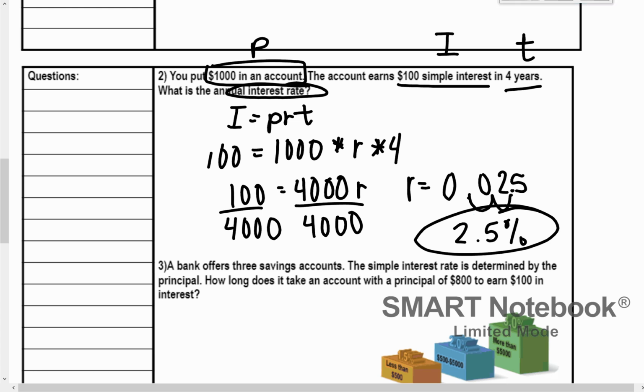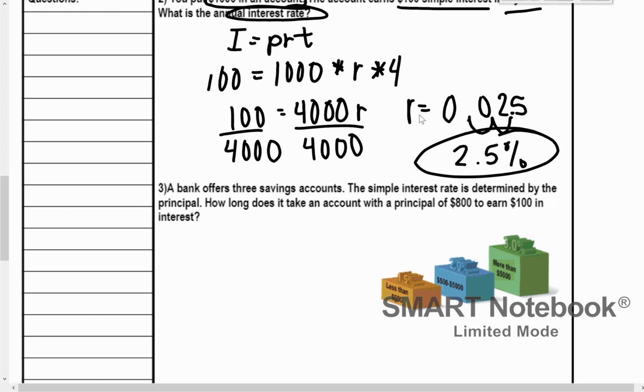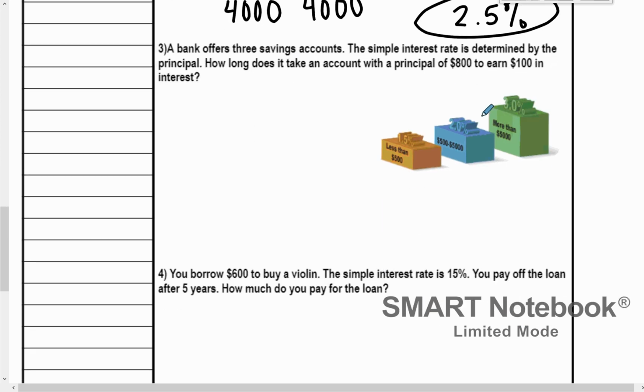All right, so the trickiest part about this whole thing with interest is just knowing what letters you have numbers for and what's missing. That's really all that's to it. A bank offers 3 savings accounts. The simple interest rate is determined by the principal. How long does it take an account with a principal of $800 to earn $100 in interest?